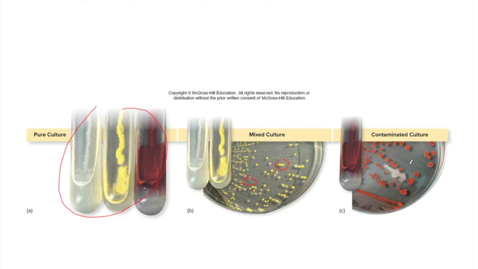Also, if the media is not specific, when we culture a certain microorganism, for example, if we culture Serratia marcescens, these are the red colonies. However, if the media is not specific for the Serratia, the E. coli can also grow in this media. So this is the contaminated culture, okay? That means this media is contaminated by the E. coli.